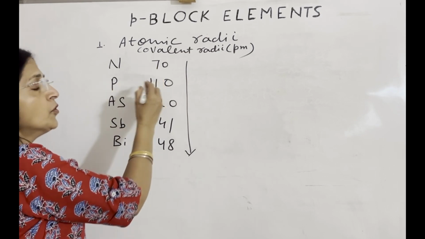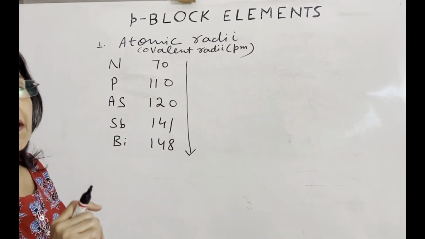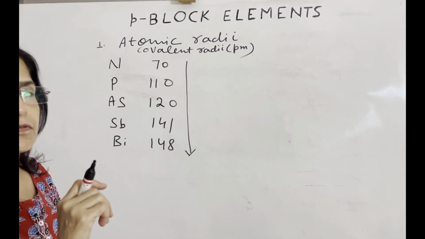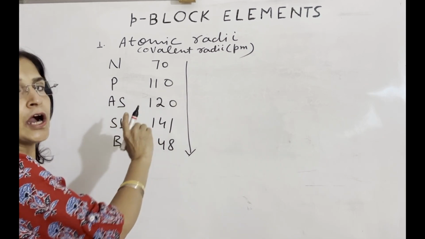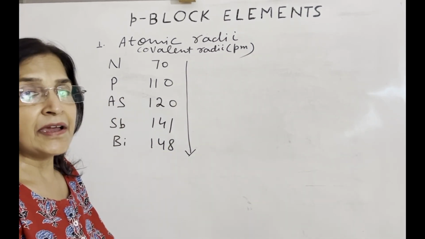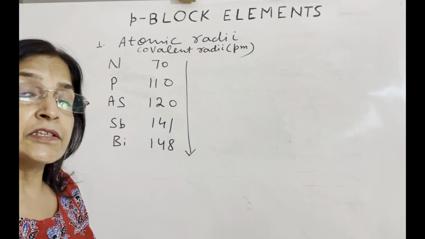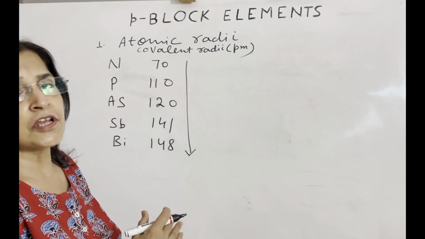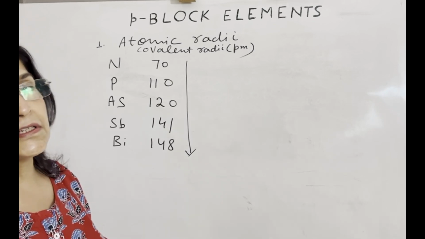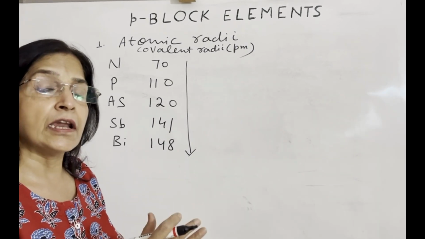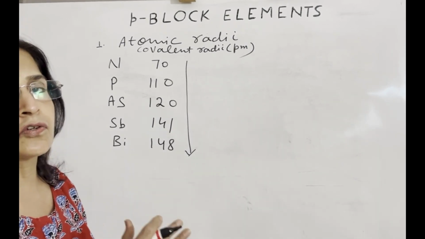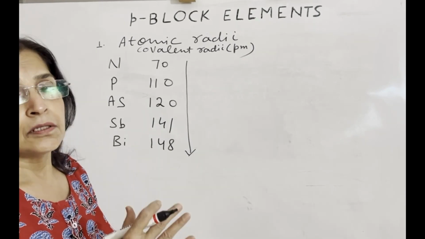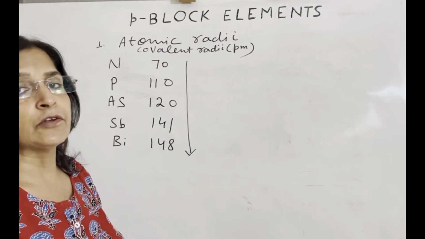Look students, as we move from nitrogen to phosphorus, the increase in covalent radii is much more in comparison to other elements. What is the reason behind this? This is due to the strong shielding effect or screening effect of inner shell s and p orbital electrons. Outermost shell electrons are not attracted strongly by the nucleus. Therefore, there is an increase in the atomic radii.